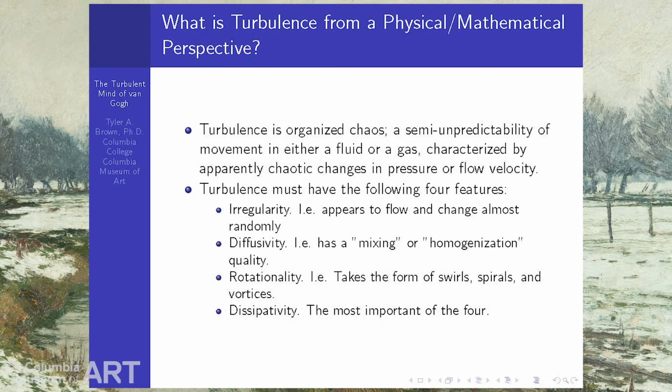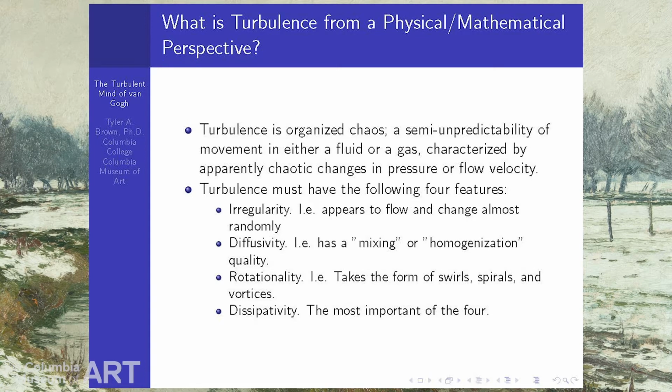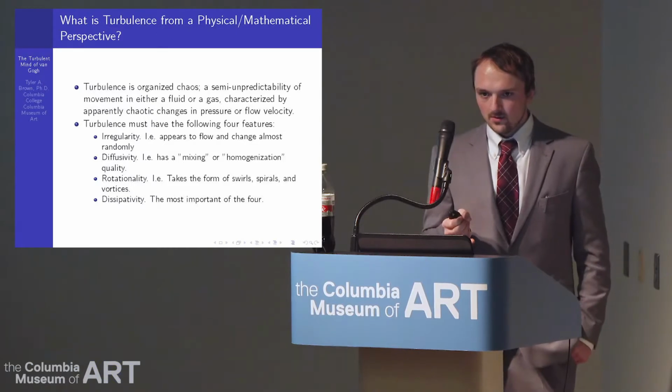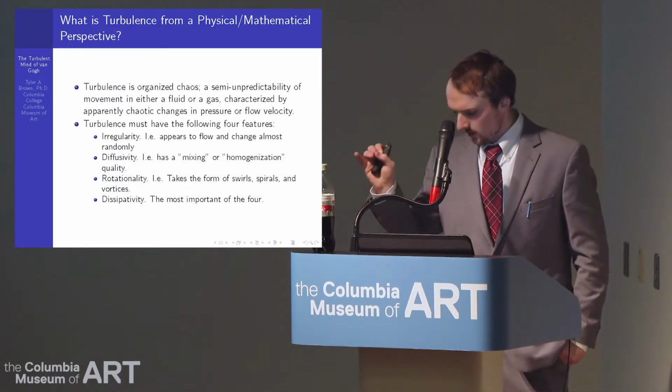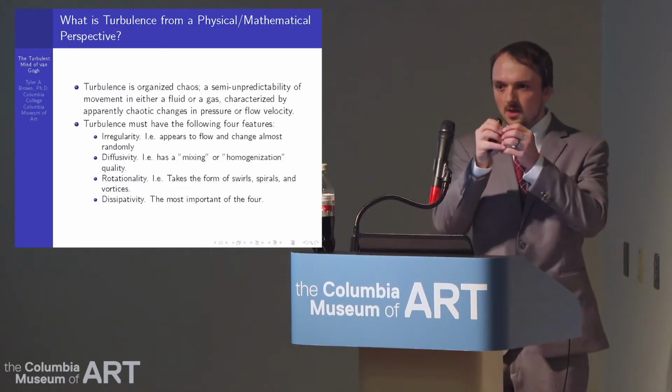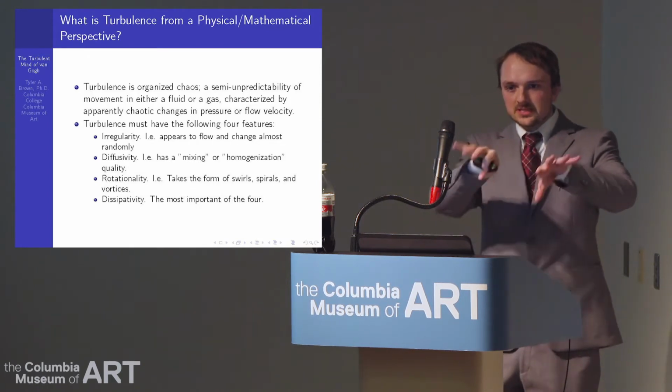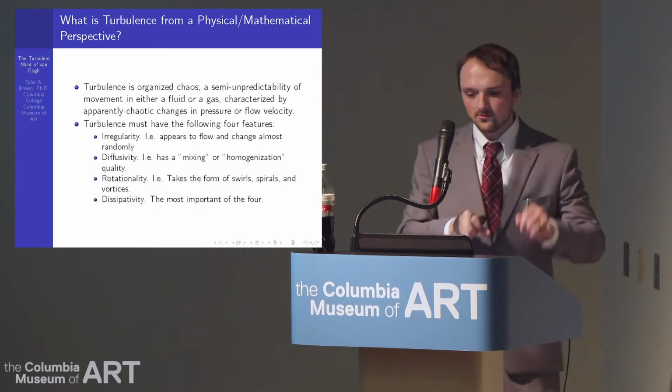Turbulence is organized chaos. It's a semi-unpredictability of movements in either a fluid or a gas. For the sake of this talk, we're going to be talking in terms of fluid dynamics because gases basically work like fluids. It's characterized by apparently chaotic changes in pressure or flow velocity. For example, if you drop a little drop of ink into a glass, because it's moving quickly, it's going to dissipate quickly, and it's going to form spirals.